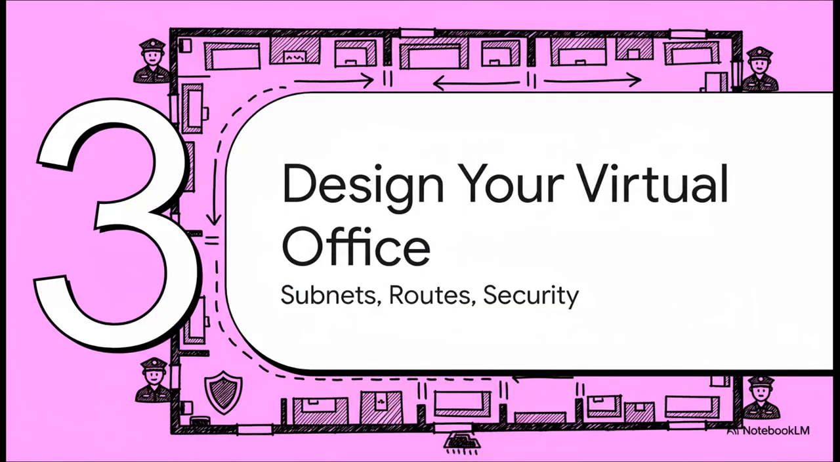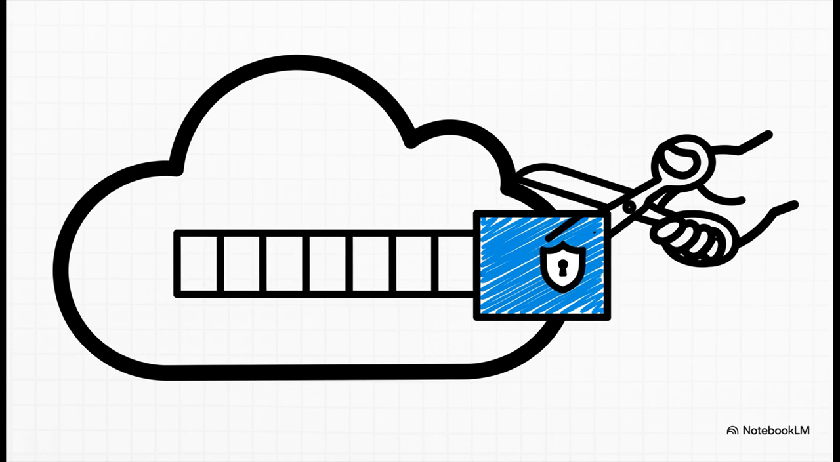Okay, so let's get practical. We have our private floor, our VPC. Now what? Well, now we have to actually design the layout inside. It's time to put up the walls, map out the hallways, and of course, post some security guards at the doors. So the first thing we do is build the rooms. In the cloud world, we call these subnets. A subnet is really just a piece of your VPC's total address space that you carve out for a specific purpose, and that purpose usually has a lot to do with security.